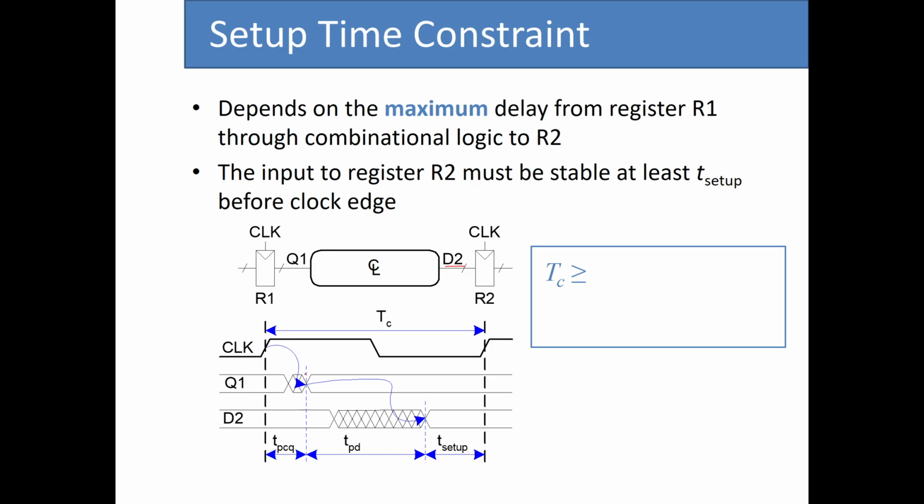First, we have the propagation delay, TPCQ for R1. Then we have the propagation delay for this combinational logic circuit. We have TC as the period of this clock signal. For this circuit to work properly, we need to have at least T setup time for the input of R2, right? That was the constraint for the input of the flip-flop. So that means that TC, the period of the clock, needs to be larger than the sum of TPCQ, TPD, which is the propagation delay of the combinational logic circuit, and finally T setup.